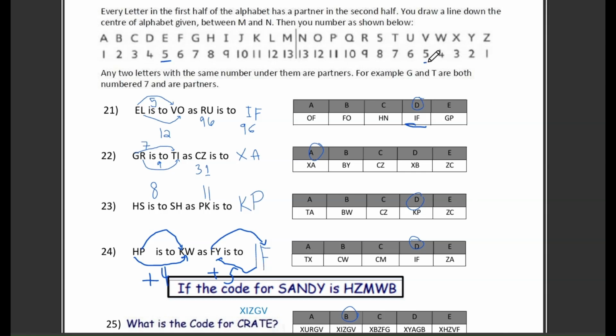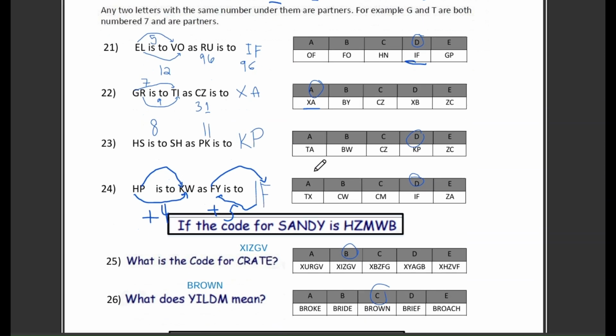Question 22. Okay, next up is question 22. GR is to TI and CZ is to what? Let's look at the options. The correct answer is A, XA. Let's see why. We see the same pattern as in question 21, so each letter in the first half of the alphabet is matched with its partner in the second half. Following this, CZ is paired with XA. Do y'all see how that works?